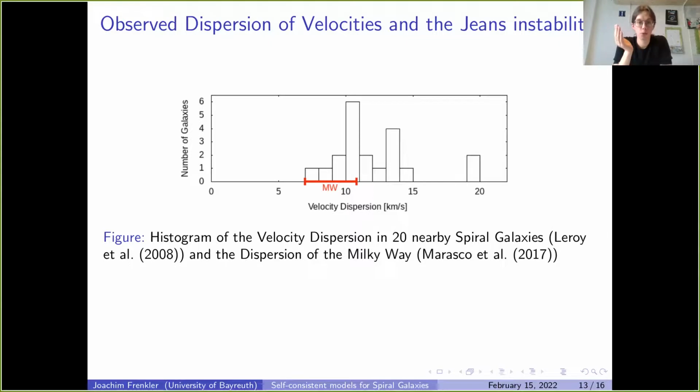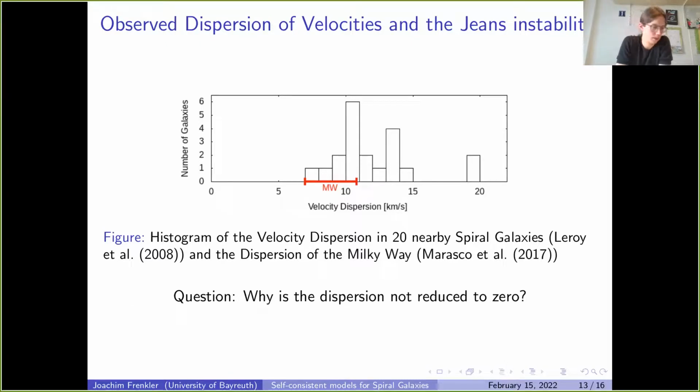This dissipative process, which I described on the previous slide, seems to be strong because it keeps the dispersion of the Milky Way everywhere at this low value, about 10 kilometers per second, and the dispersion does not rise due to the spiral activity. So this process is strong, but if it's strong, why does it not reduce the dispersion to 0?